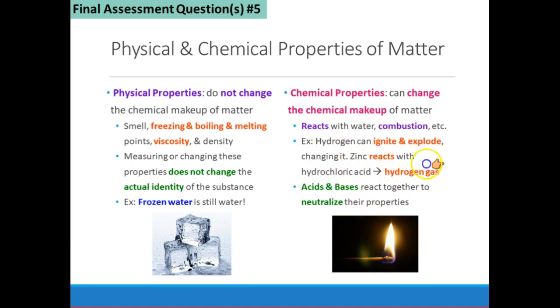So again, if you end with something different, that means that you have changed its chemical properties. And another example would be acids and bases can actually react together to neutralize each other's properties, right? So these are examples of chemical properties. Physical properties, again, are not going to change the actual identity of the item.